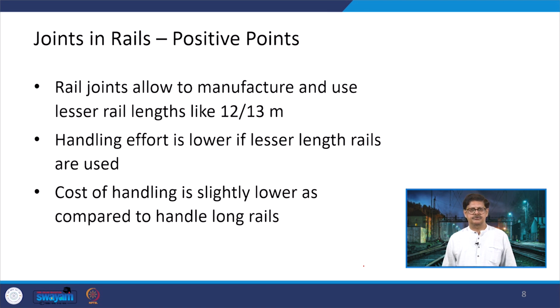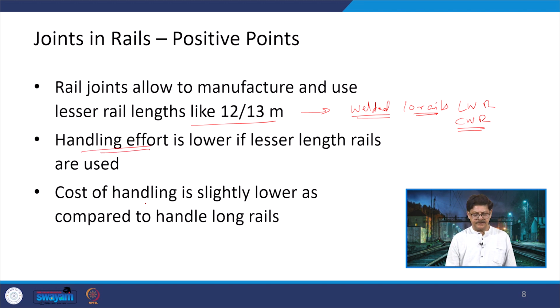There are positive points also. The rail joint allows the manufacturer to manufacture the smaller lengths like 12 meters and 13 meters. We discussed at one point of time that we are now looking for the welded systems, and these welded systems, they will be 10 rails or say more than 10 rails likewise. So, these are defined as the long welded rails, or there can be continuously welded rails. The handling effort is lower if the lesser length rails are used.